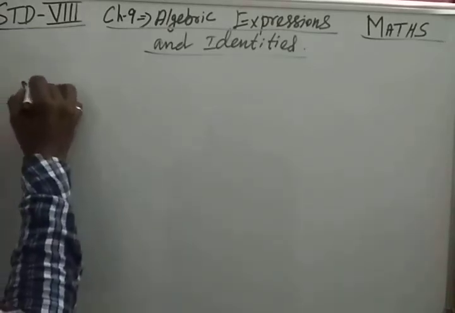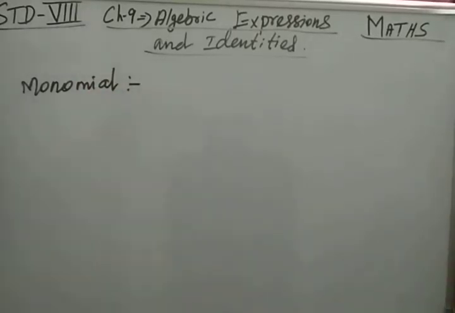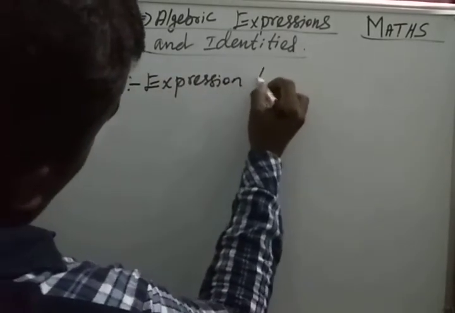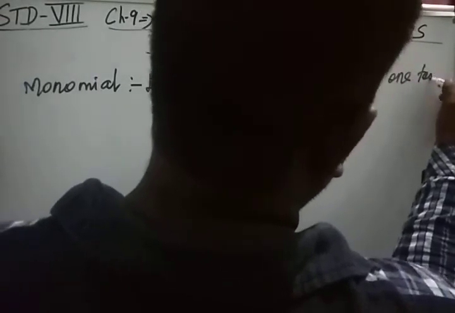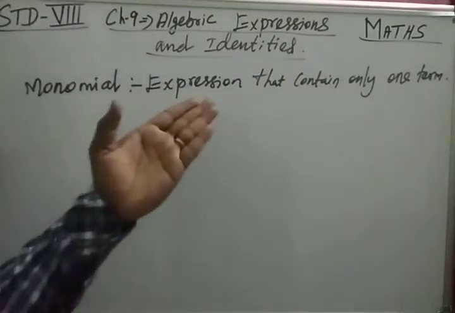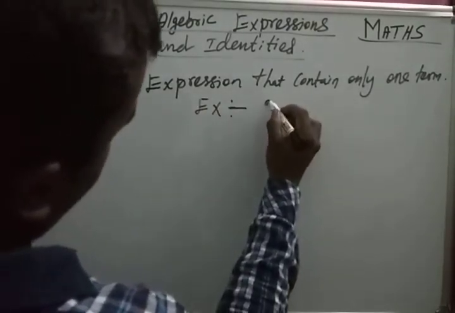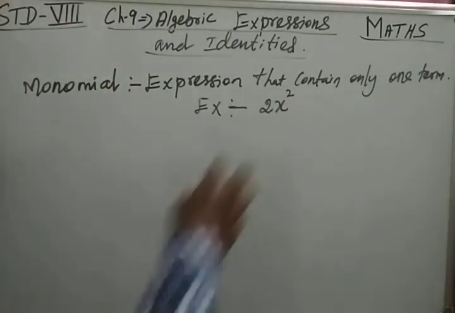First one is monomial. What is the meaning of monomial? Expression that contains only one term. We can take the example 2x squared. Only one term is there.